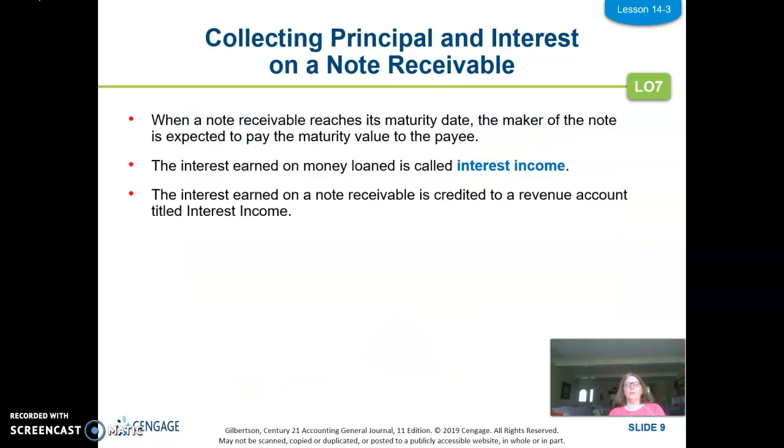So, collecting the principal and interest on a note. When the note reaches its maturity date, the maker of the note's got to pay the maturity value, which again is principal plus interest. And the interest earned is called interest income, which you would expect. Interest income, because it's an income account, has a normal credit balance, okay? Normal credit increases as a credit, decreases as a debit. So interest income, a revenue account.